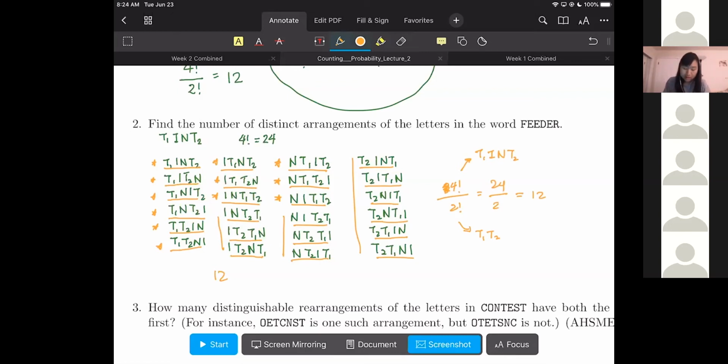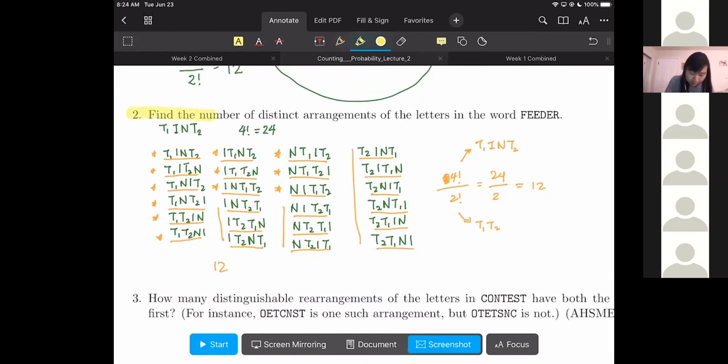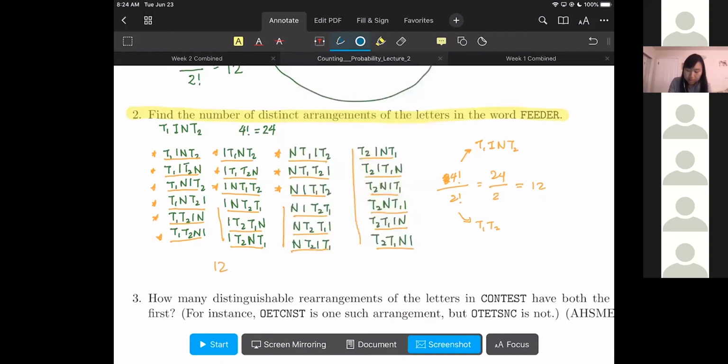All right, so let's take a stab at this question, which I wrote under here. Find the number of distinct arrangements of the letters in the word feeder. So that's F-E-E-D-E-R. Can anyone take a stab at this one? We'll do it together. Could I try? Yeah.